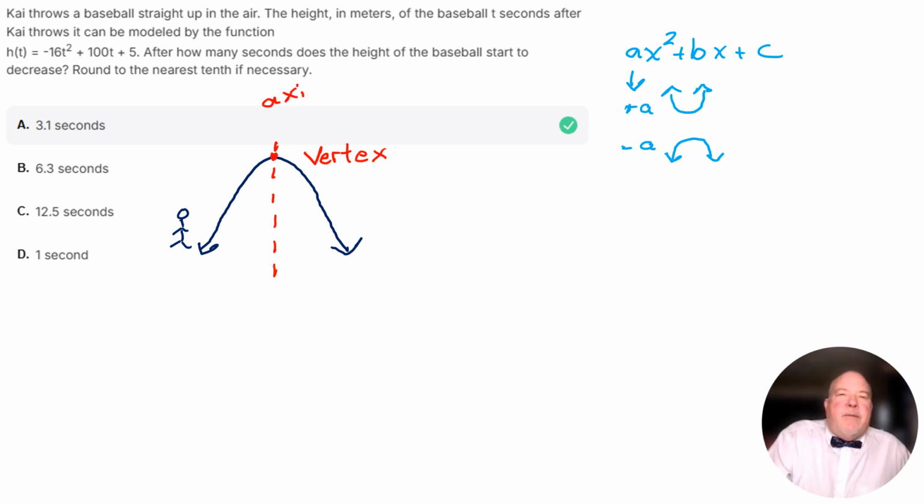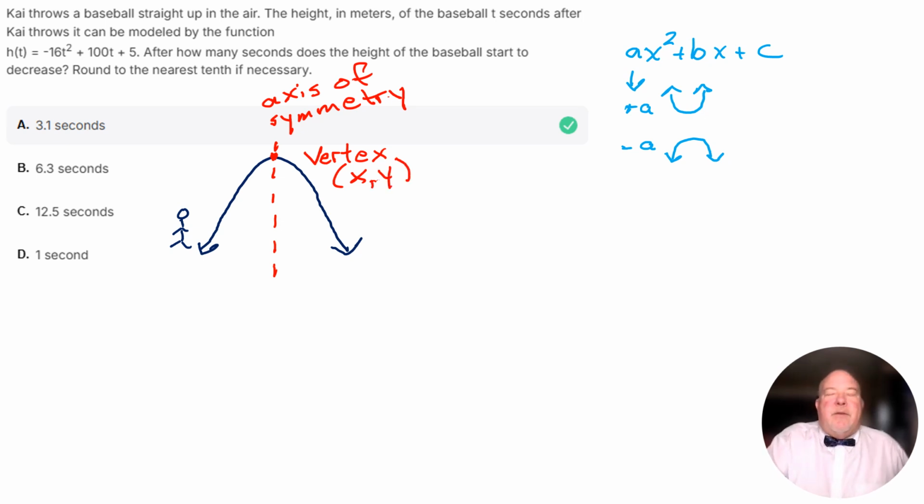So I'm giving you more information than you need here, but that's all right. You might need it on other problems. So that's the axis of symmetry. And the axis of symmetry is located at the x value of the vertex. So this point right here has coordinates, right? If you put it on a graph, it'd have an xy ordered pair. And the x value is the axis of symmetry. Okay, so how do we find that x value? That's what this question is all about.